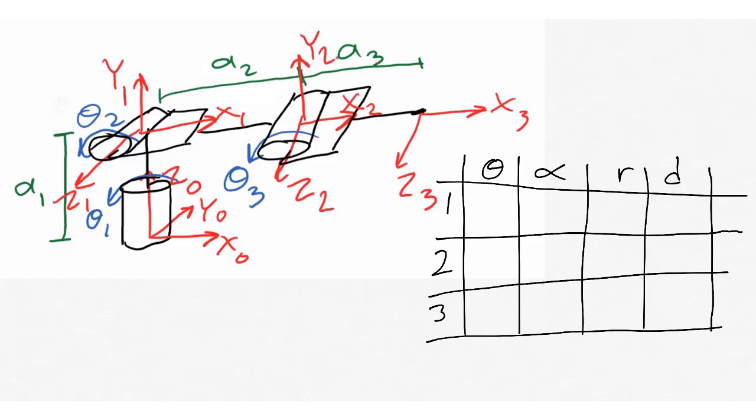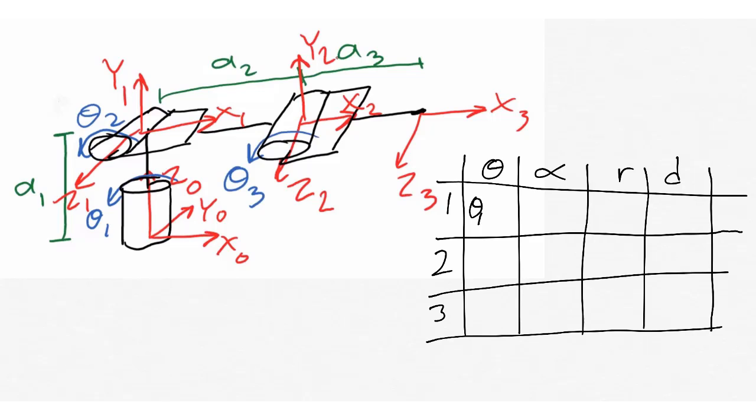Here, we do have a rotation due to the joint variable. Theta 1 is a rotation around Z0. So I need to include theta 1 in my first row for theta. Next, I want to look at the difference between x0 and x1. These are pointing in the same direction, so I don't need any additional rotation of theta to get these two x-axes to match. That means we're done with theta for the first row.